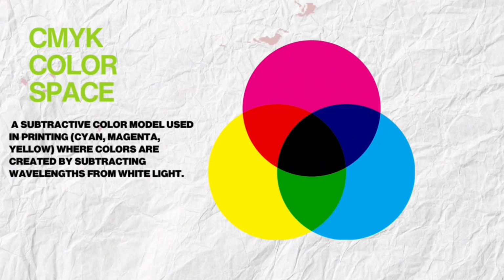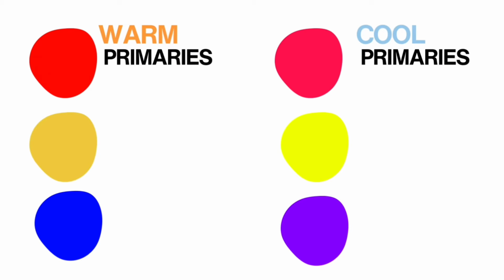The traditional color wheel is not the only color space that we learn about. There's another color space called CMYK, and it's basically cyan, magenta, yellow, and black, and it's used to mix colors, and it's a completely different color wheel. We can talk about that in another video.